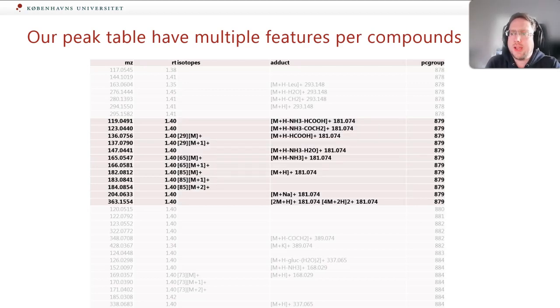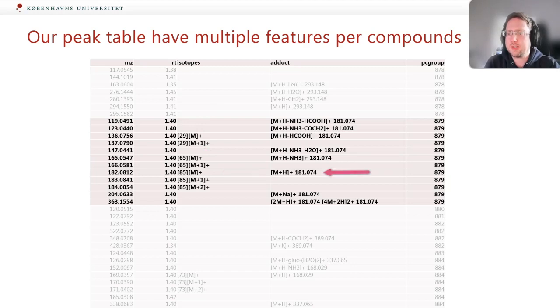But we would also like to know what the relationship between the features are, and CAMERA can also help with that. If we look at the isotopes column, it says that these two features come from the same isotope cluster. This is the normal peak, and this is the +1 isotope. Same for the two other groups here.